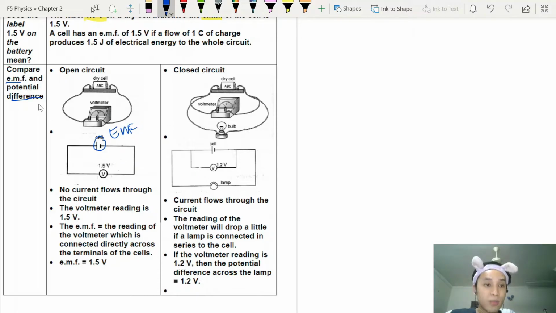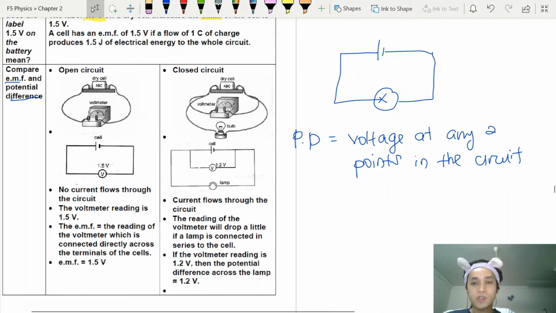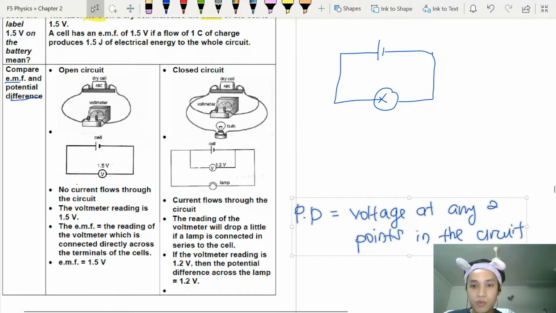Another one, potential difference, actually refers to the voltage in the circuit, meaning at any point. So what do we mean by potential difference? Potential difference is the voltage between any two points in the circuit. So what do we mean by this?